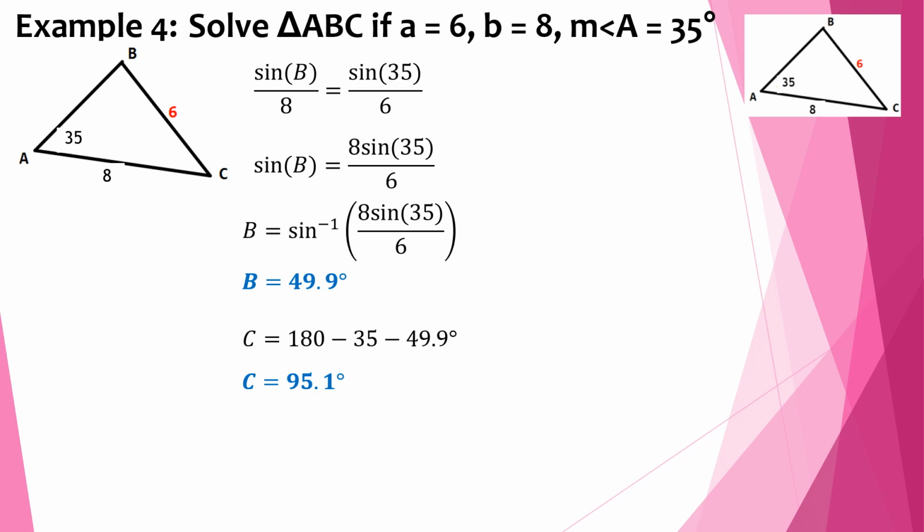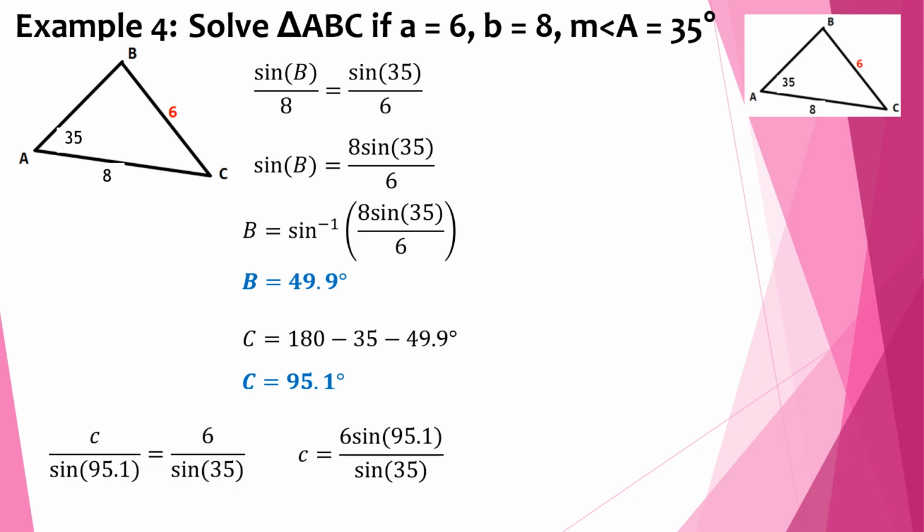Okay, and our last piece to solve this entire triangle is to solve for side C. Well, now that we have its angle measure and we have a given set of information for angle A and side A, we can set up a ratio of C over sine of 95.1 equals 6 over sine of 35. Cross multiply to isolate C. And then we solve, and 6 sine of 95.1 divided by sine of 35 gives us 10.4.